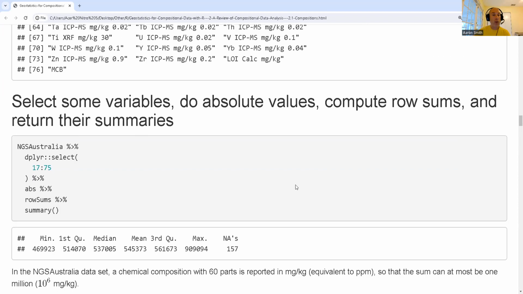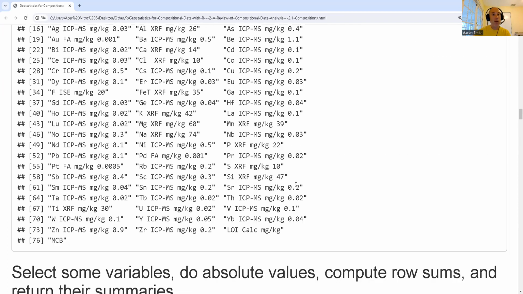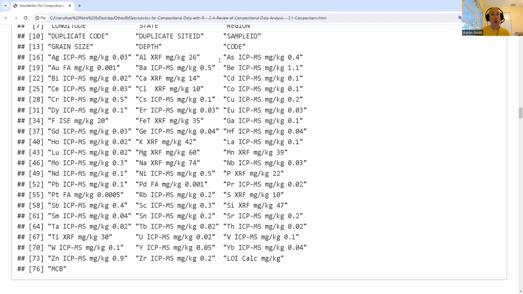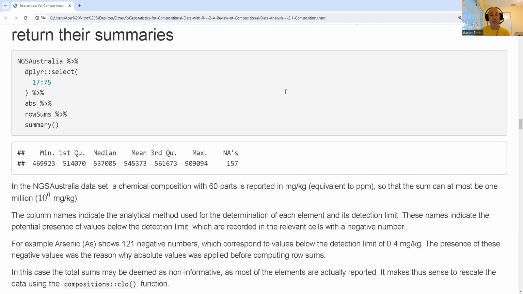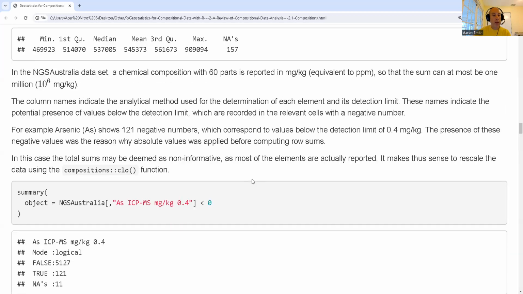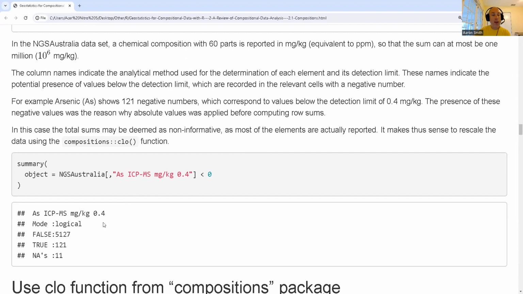So if we find arsenic as AS, see if I can find it for you. All right, like right here, we have arsenic, and the threshold is 0.4. I can go through and detect all the times that we have negative values. All right, and so boom, there's 121 in addition to 11 missing values. We would have to make a choice on how to handle this. So missing values I have to deal with.